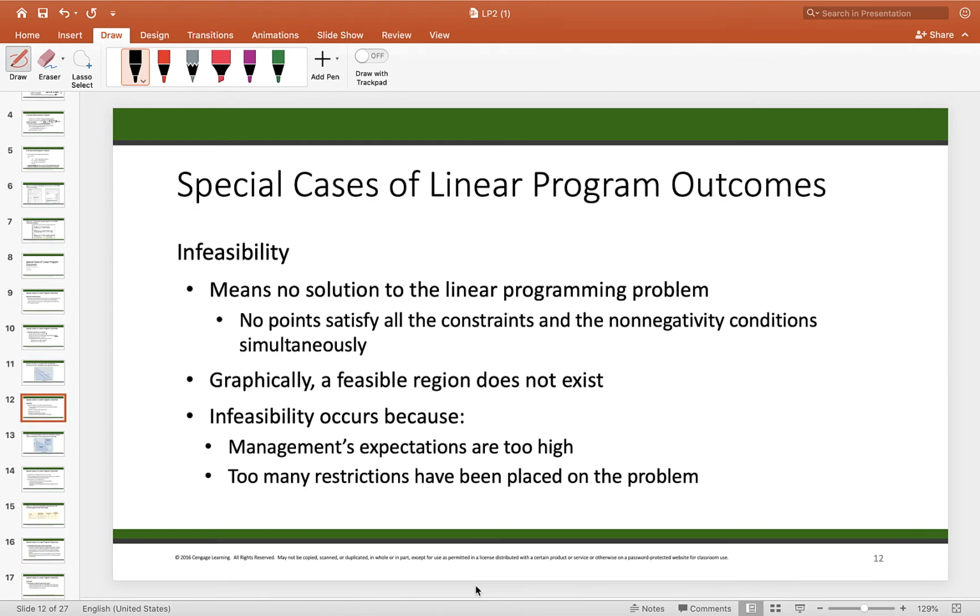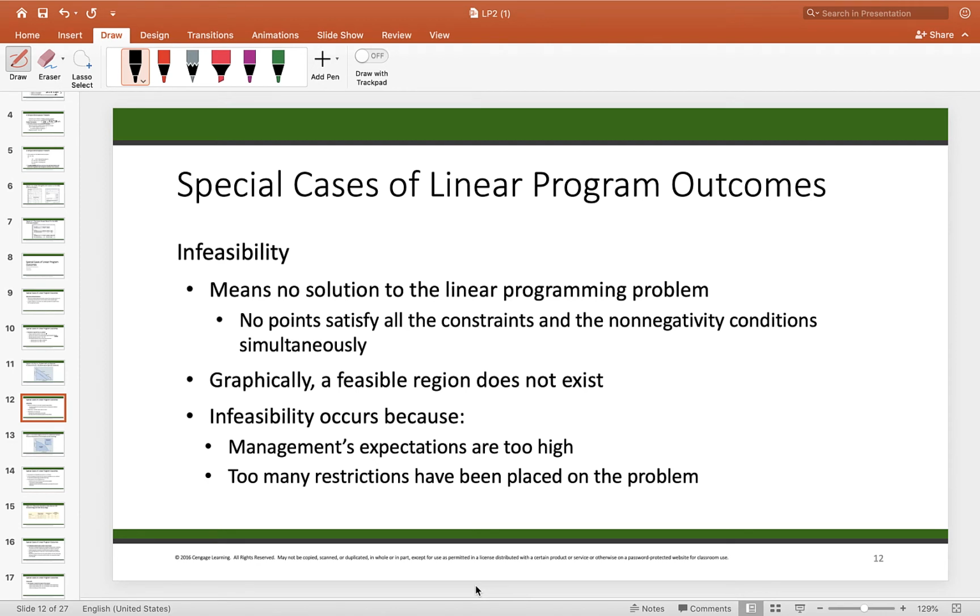How about infeasibility? What does infeasibility mean? It means that there's no solution to the linear programming problem. The Excel may actually return an answer to you that it's infeasible. And what does that actually mean to us? Graphically means that there's no region where the constraints are met.